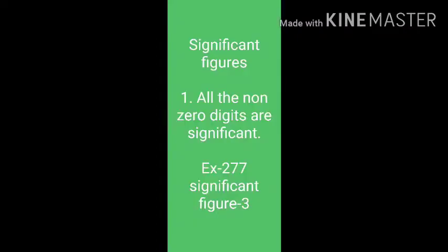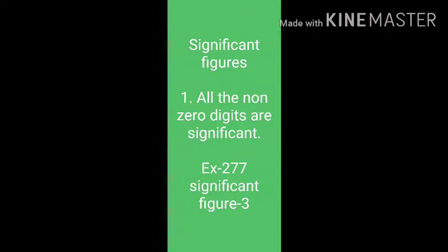Now we will focus on significant figure. Significant figure is necessary for data transmission. In some cases of data transmission, significant figure is an essential thing. So we will see how the significant figure is defined. To know this, we have to focus on some points. All the non-zero digits are significant numbers. Look at the example 277. These three numbers are non-zero, so the significant figure of this number is 3.